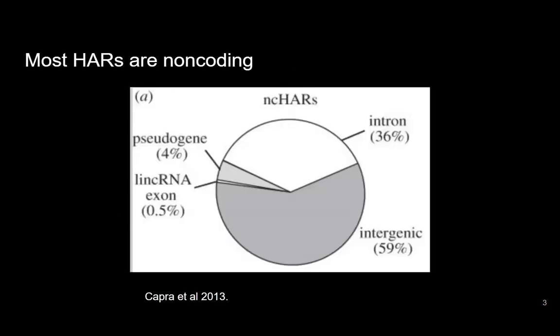One thing that's always been a little bit mysterious about HARs is that most of them are non-coding. And so you can see here that many of them occur in introns, many of them are intergenic, some of them are predicted to function as lncRNAs, and then some are predicted to function as pseudogenes. But overall, they're not genes, so it's a little tougher to figure out what they're doing.